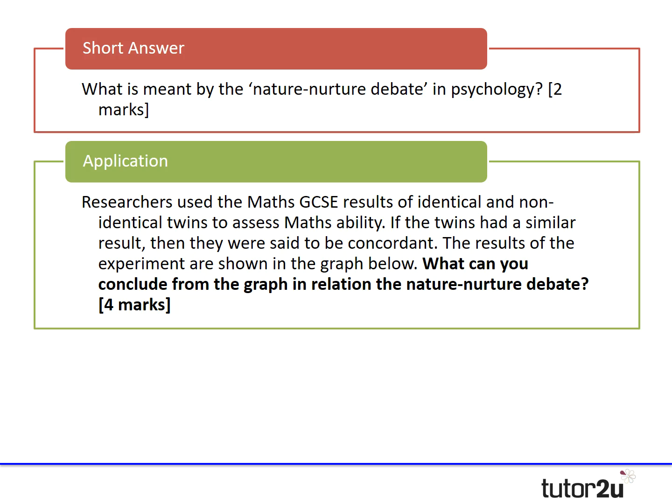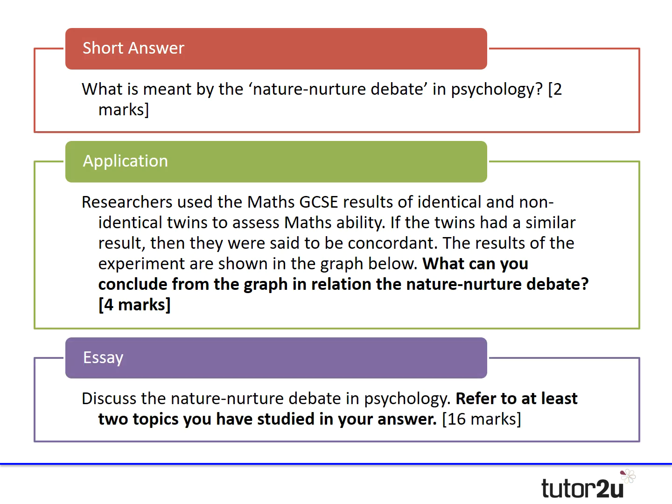If the twins had similar results, then their results were said to be concurrent. The results of the experiment are shown in the graph below. We'll look at that in a moment. What can you conclude from the graph in relation to the nature-nurture debate? Very common type of question to get, an application question around this particular debate, okay?